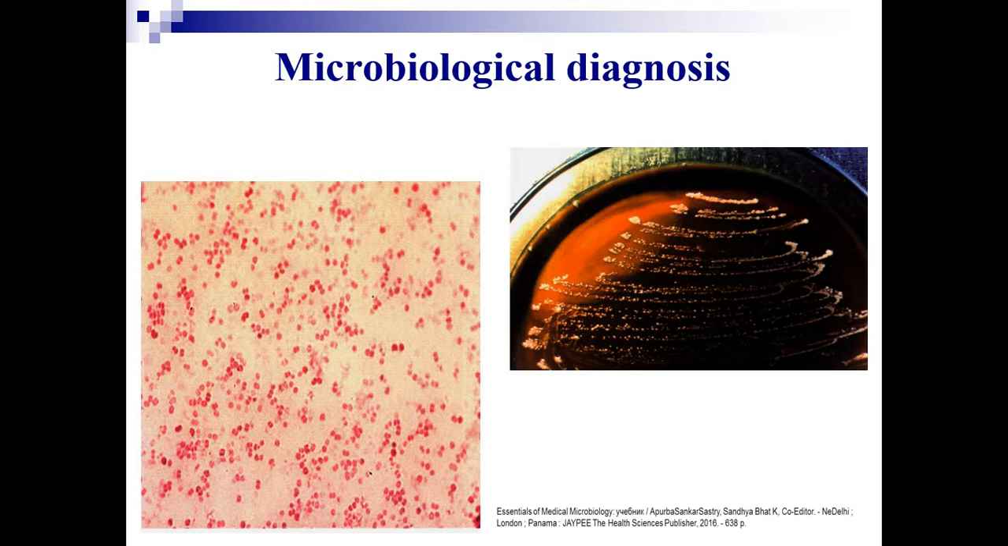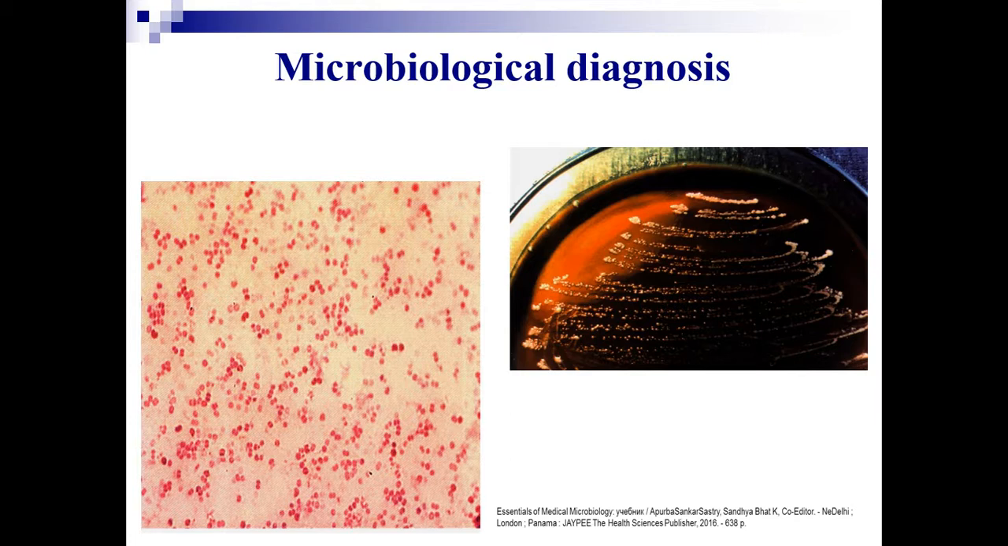Meningococci appear as gram-negative diplococci with adjacent sites flattened, lens or half-moon shaped, present inside the polymorphs, often extracellular also. This presumptive diagnosis helps to start empirical antibiotics.